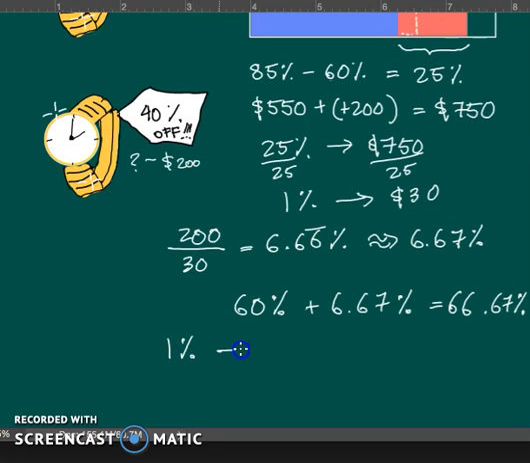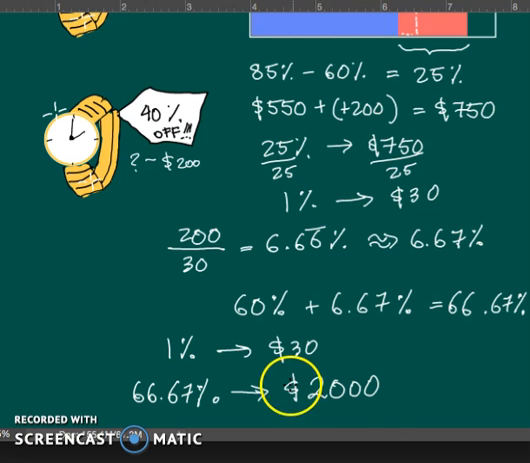And if we figured out that 1% is worth $30, then 66.67%, multiply both sides, will be worth approximately $2,000. And that's the answer. When charging $2,000, we wouldn't lose or make any money on the watch.